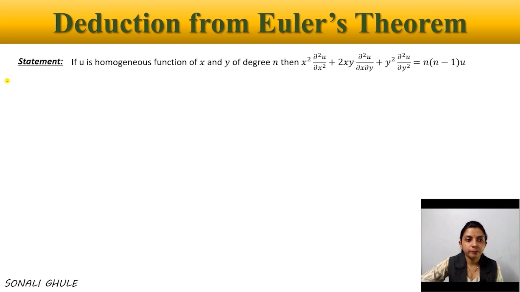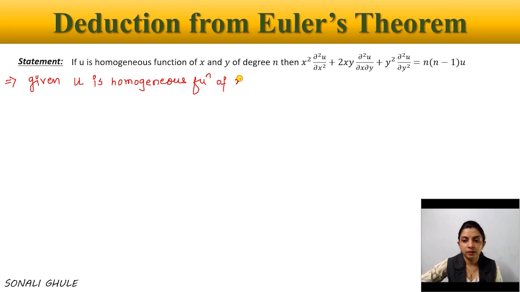So here, first of all, you have to write the given part. What is the given part? u is a homogeneous function of x and y of degree n. And we have seen when u is a homogeneous function of degree n, then by Euler's theorem.